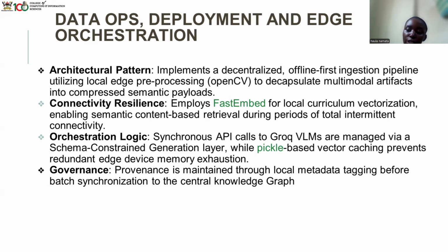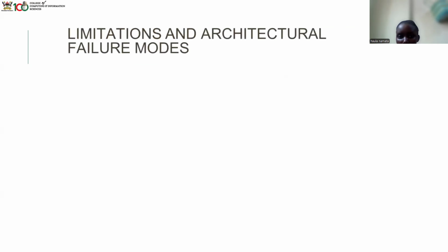Then the schema-constrained generation ensures that we have structured outputs. And then for governance, the metadata tagging and the provenance preservation occur before the cloud synchronizations. This is to strengthen the auditability and the epistemic traceability of the generated content. So the deployment architecture enables scalable semantic warehousing despite the severe connectivity and infrastructure limitations.